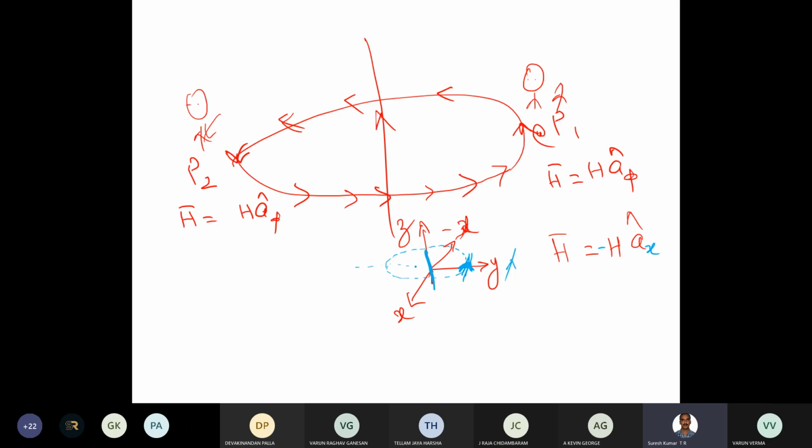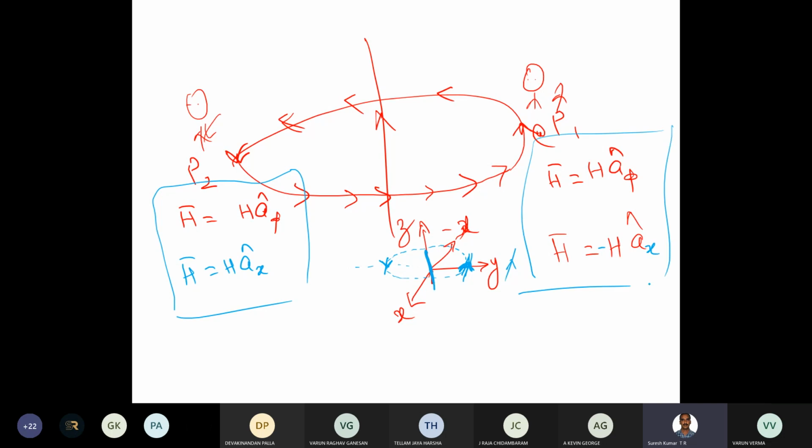In the same way, if you consider this point, what is the direction of the magnetic field? It is the opposite, plus x direction. So H vector is H into a x. If you are able to understand this, no one can stop you from getting 10 marks. This is the only point you need to understand. In all the problems related to magnetostatics, because it involves a current flowing in a certain direction, you need to calculate the correct direction of the resulting magnetic field.